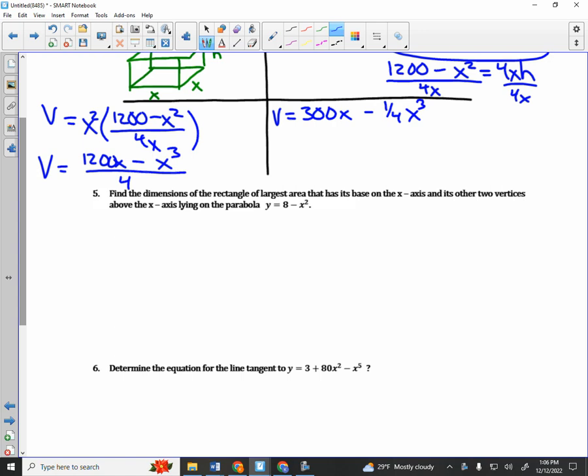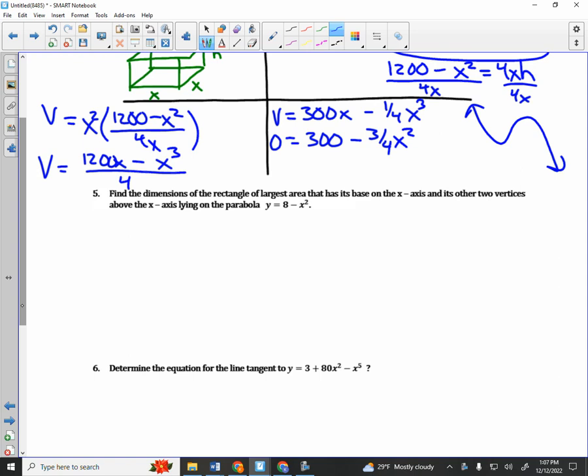Cool. Do you know how to take the derivative of that? That's easy to take the derivative of, isn't it? I get 0 is equal to, what's the derivative of 300x? 300 minus 3/4 x squared. Okay? Look at the shape of the volume. What does volume look like? It goes like that, right? So how many spots are there where the derivative is equal to 0?